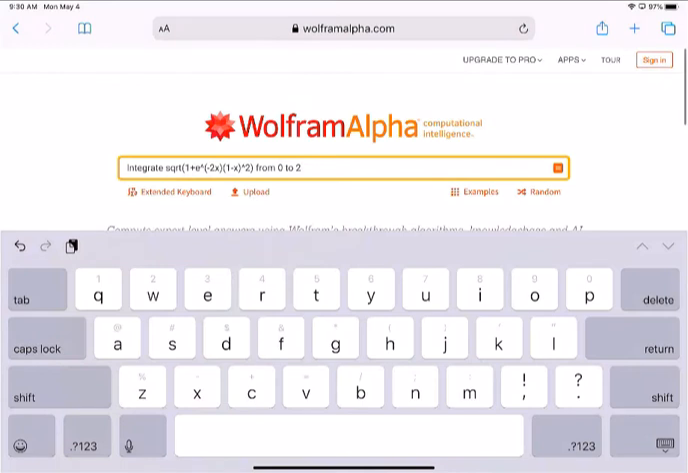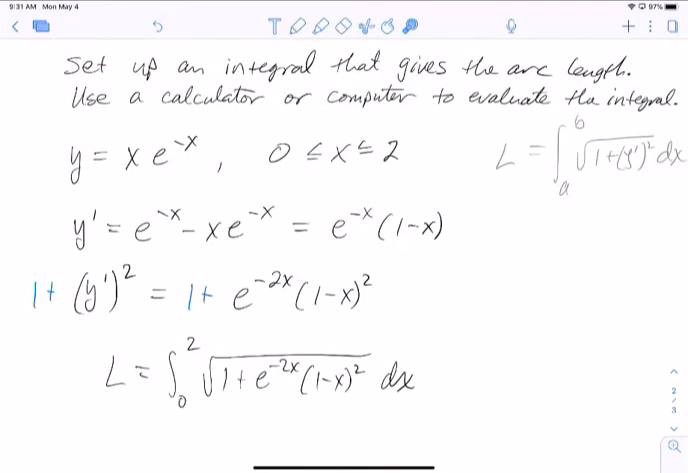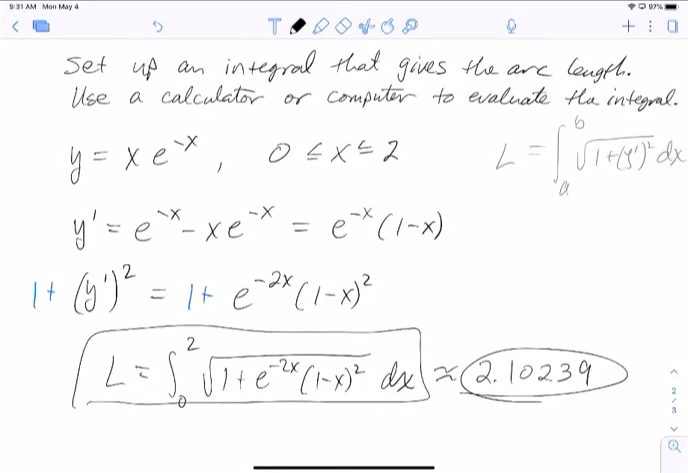And so I've gone to wolframalpha.com, and as you can see, I've entered it in as integrate the square root of 1 plus e to the negative 2x times 1 minus x, the quantity squared, from 0 to 2. You can just type it in like that, and make sure that all the parentheses are straightened out the way they need to be. After it's done its work, it says, this is the integral I think you meant, and here is the answer. And so we have approximately 2.10239. So we'll write that down as our answer. And we were asked to set up the integral, so I'm going to go ahead and box that as part of the answer as well.